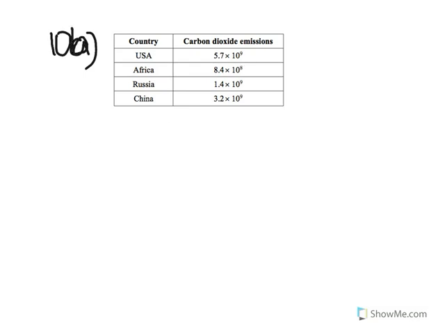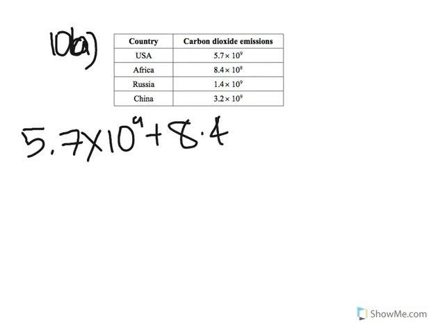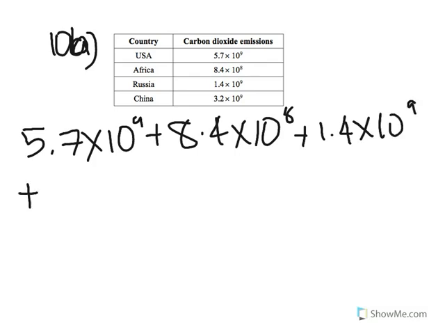In 10b, you're being asked to find the total carbon dioxide emissions produced by these 4 regions. Now to do this, all you have to do is add all of the carbon dioxide emissions. So 5.7 times 10 to the power of 9 plus 8.4 times 10 to the power of 8 plus 1.4 times 10 to the power of 9 plus 3.2 times 10 to the power of 9. Sorry, and that gives you a total answer.